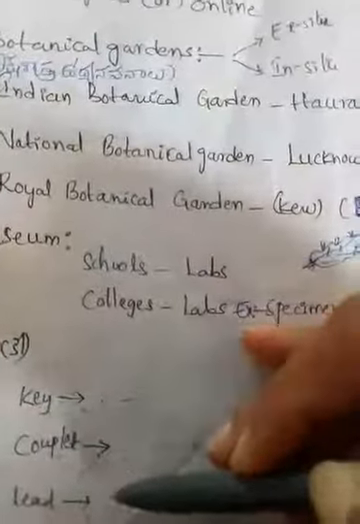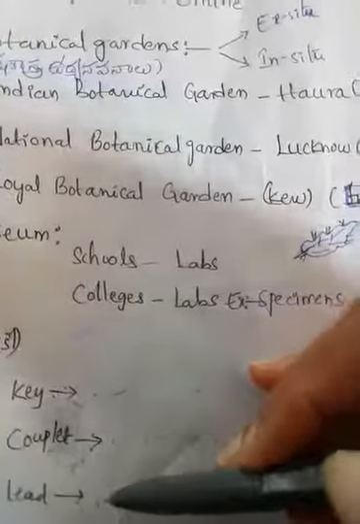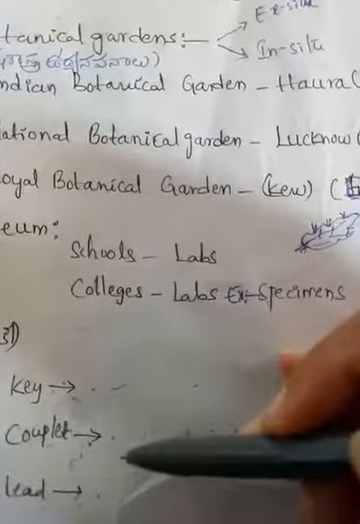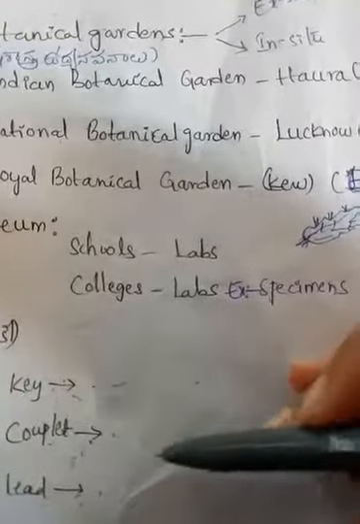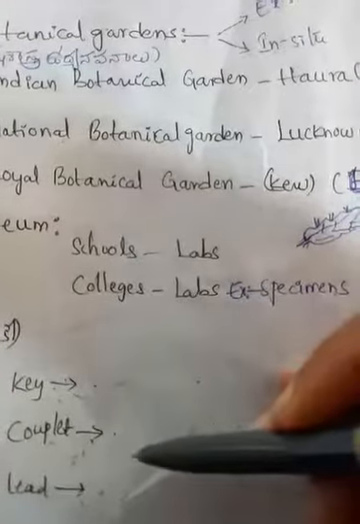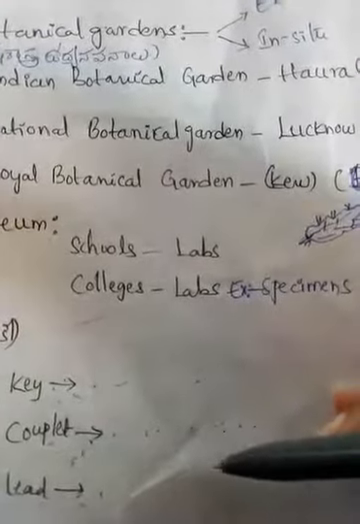This chapter is over. Which is important? One is flora. Please remember, students, you need to remember flora and couplet, lead, which come from this chapter in 2 marks questions.